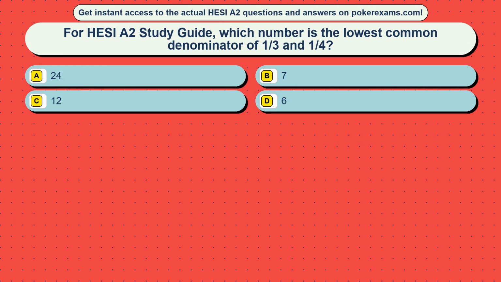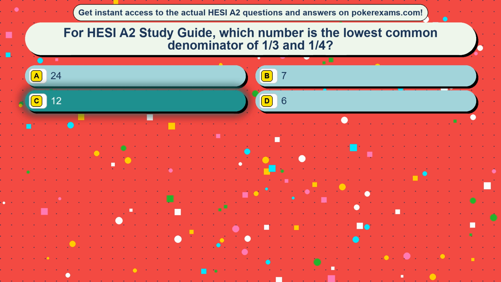Question 12. For HESI A2 Study Guide, which number is the lowest common denominator of 1/3 and 1/4? Option A, 24. Option B, 7. Option C, 12. Option D, 6. The correct answer is option C, 12.